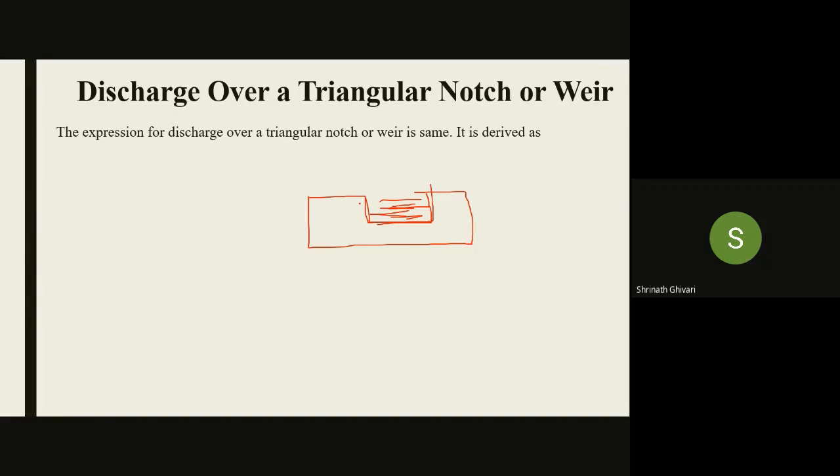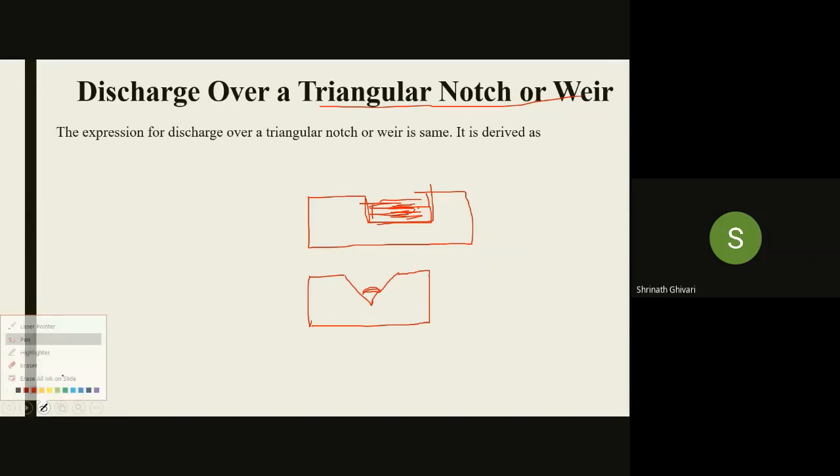So first we have done it based on the rectangular notch. Now we'll be going for a triangular notch. Obviously it will look like this, in the shape of a triangle. And whatever angle this is, it will be 45 degree or 60 degree. So these are the triangular notch or weir.